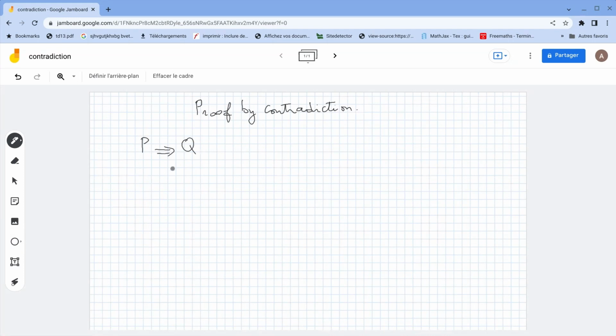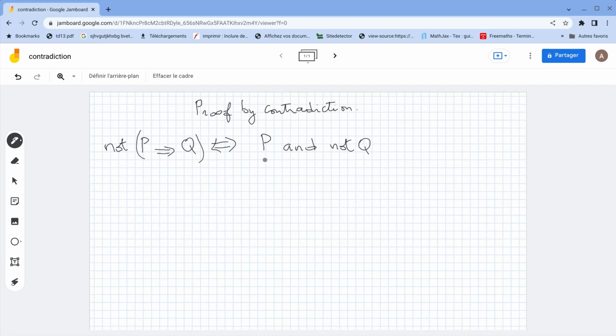What is the negation of this proposition? The negation is P and not Q. Not Q is the negation of the Q proposition.